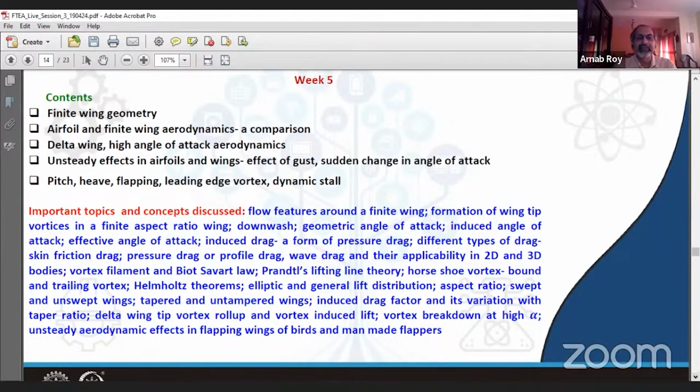Where from does the induced drag concept come? How is the CL alpha curve different for an airfoil and a finite wing? Which has greater slope and which has less? And why is it so?